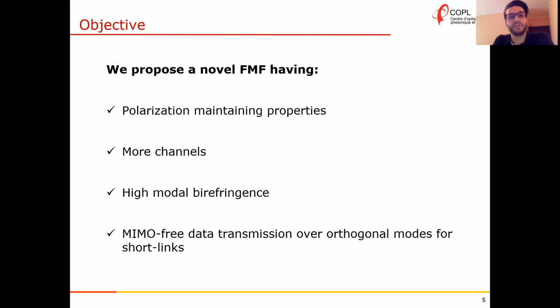So the objective of our work is to propose a novel few mode fiber having polarization maintaining properties, more channels, high modal birefringence, and reach MIMO-free data transmission over orthogonal modes for short links.